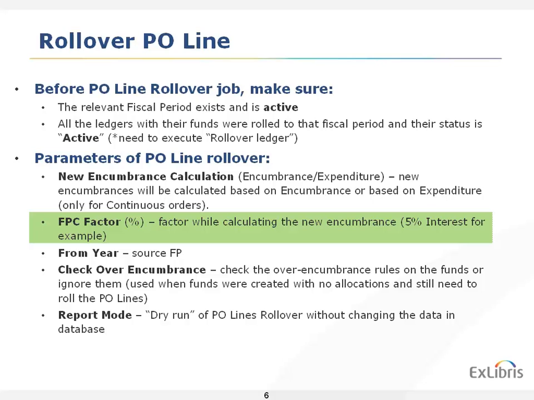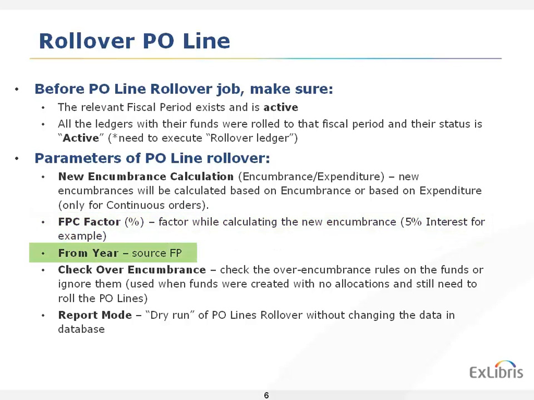The FPC factor is the same as we had in the rollover ledger. If we want to increase the price of the encumbrance by any interest percentage, we add it here. From here again, we can use either the current or previous fiscal period that we want to roll the PO line from.